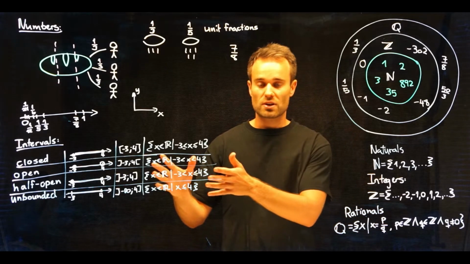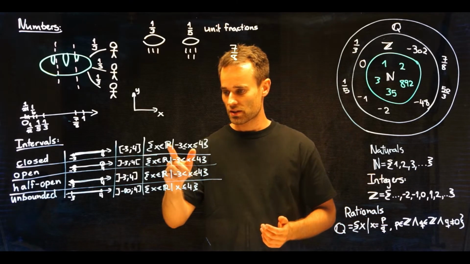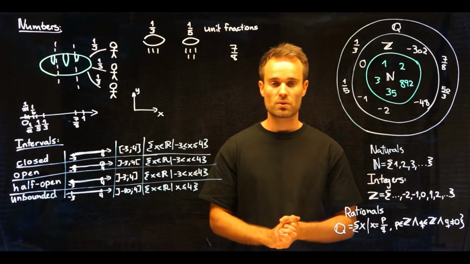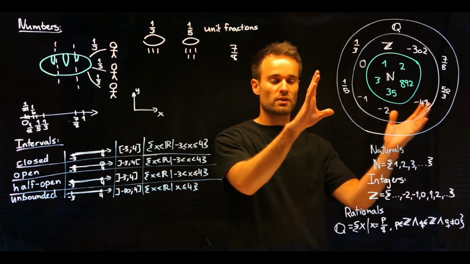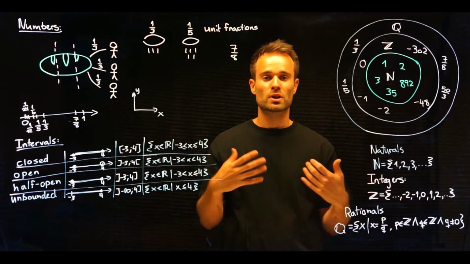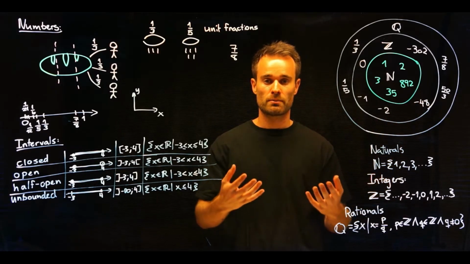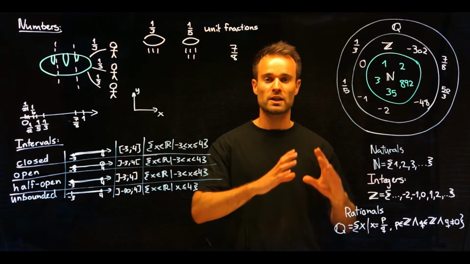Now there's one thing we haven't talked about here, and that is this symbol here, the R, which stands for the real numbers. This is an expansion of the numbers that we already have to include the irrational numbers, numbers that cannot be written as a fraction.